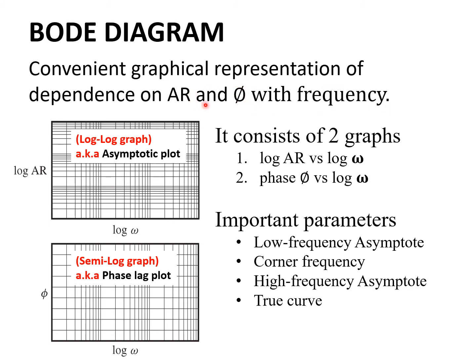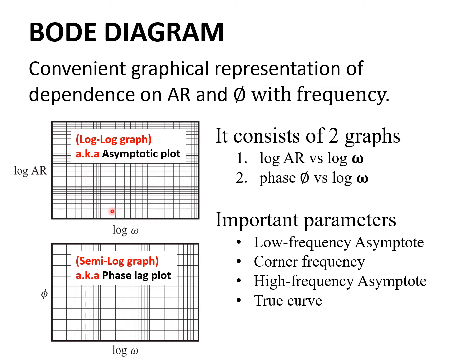Most of them depend on frequency, so you can just plot the AR with frequency and the phase lag with frequency, and you can get the pattern for the system or for the transfer function. So basically, the Bode diagram consists of two graphs: the log amplitude ratio versus log omega, which is a log-log graph. The other one is the phase lag versus log omega, which is a semi-log graph. This one is not log, it's the phase angle, and this is log omega. Why do we use log? There's a lot of simplicity there. You will see later, we can plot the asymptotic plot and so on.